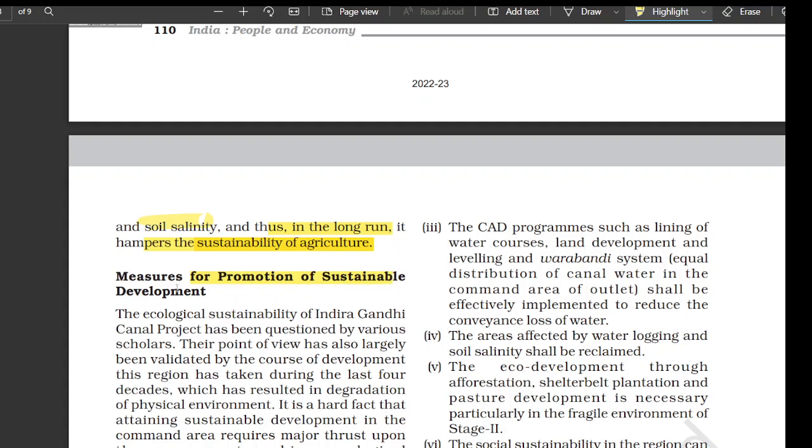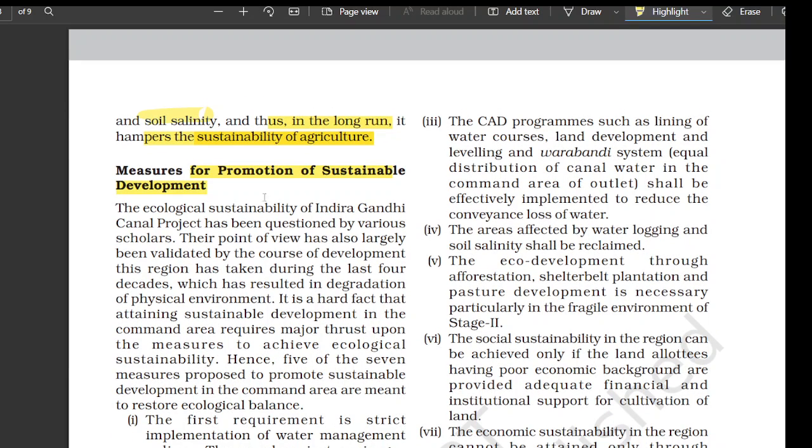Measures for promotion of sustainable development. The ecological sustainability of the Indira Gandhi Canal project has been questioned by various scholars. Their point of view has also largely been validated by the course of development this region has taken during the last 4 decades, which has resulted in degradation of the physical environment. This is a hard fact that attaining sustainable development in the command area requires a major thrust upon the measures to achieve ecological sustainability. Hence, 5 of the 7 measures proposed to promote sustainable development in the command area are meant to restore ecological balance.